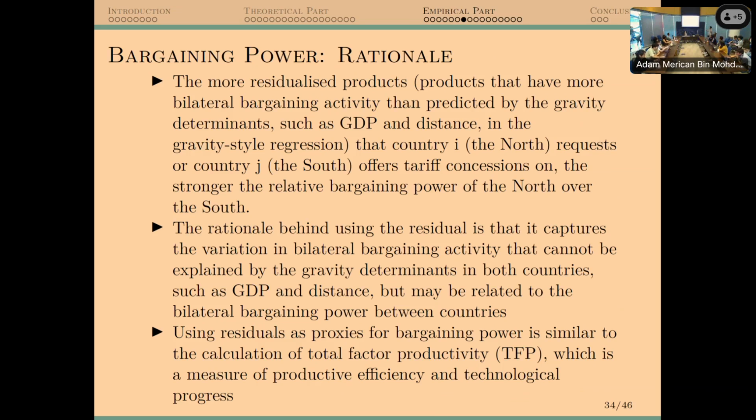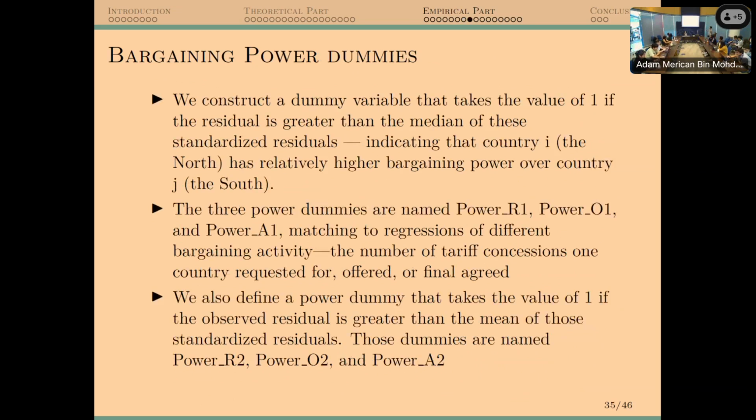Okay, so this is how we construct the dummy variable. It takes value of 1 if the residual is greater than the median. So we constructed 3 dummies: R1, O1, A1. R means requested, O means offered, and A means finally accepted.